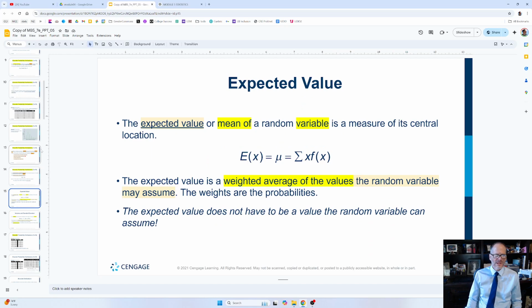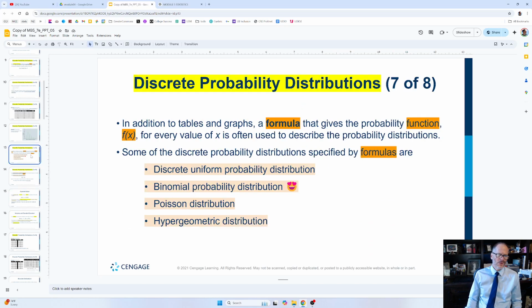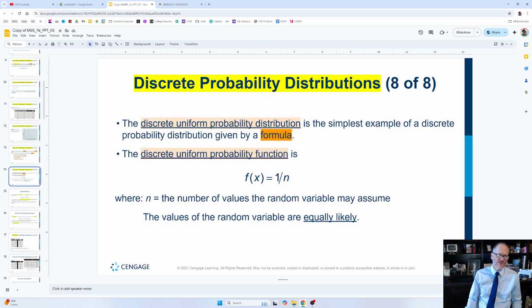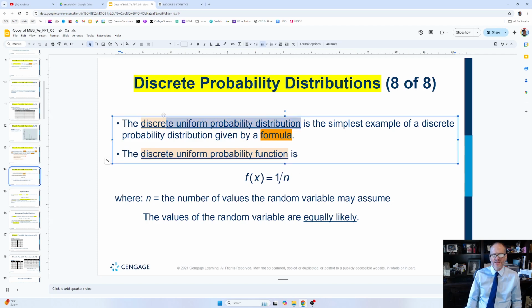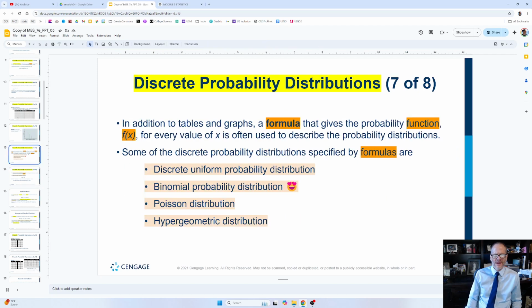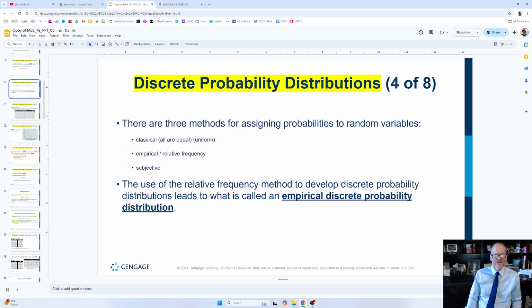So in this one, what we did, we reviewed formulas, functions, and discrete probability distributions, and we reviewed the discrete uniform probability distribution. So I'm going to copy this, and that'll be part of the name: formulas, functions, and the discrete uniform probability distribution, and the different methods for determining probability. That's everything we reviewed in this video.